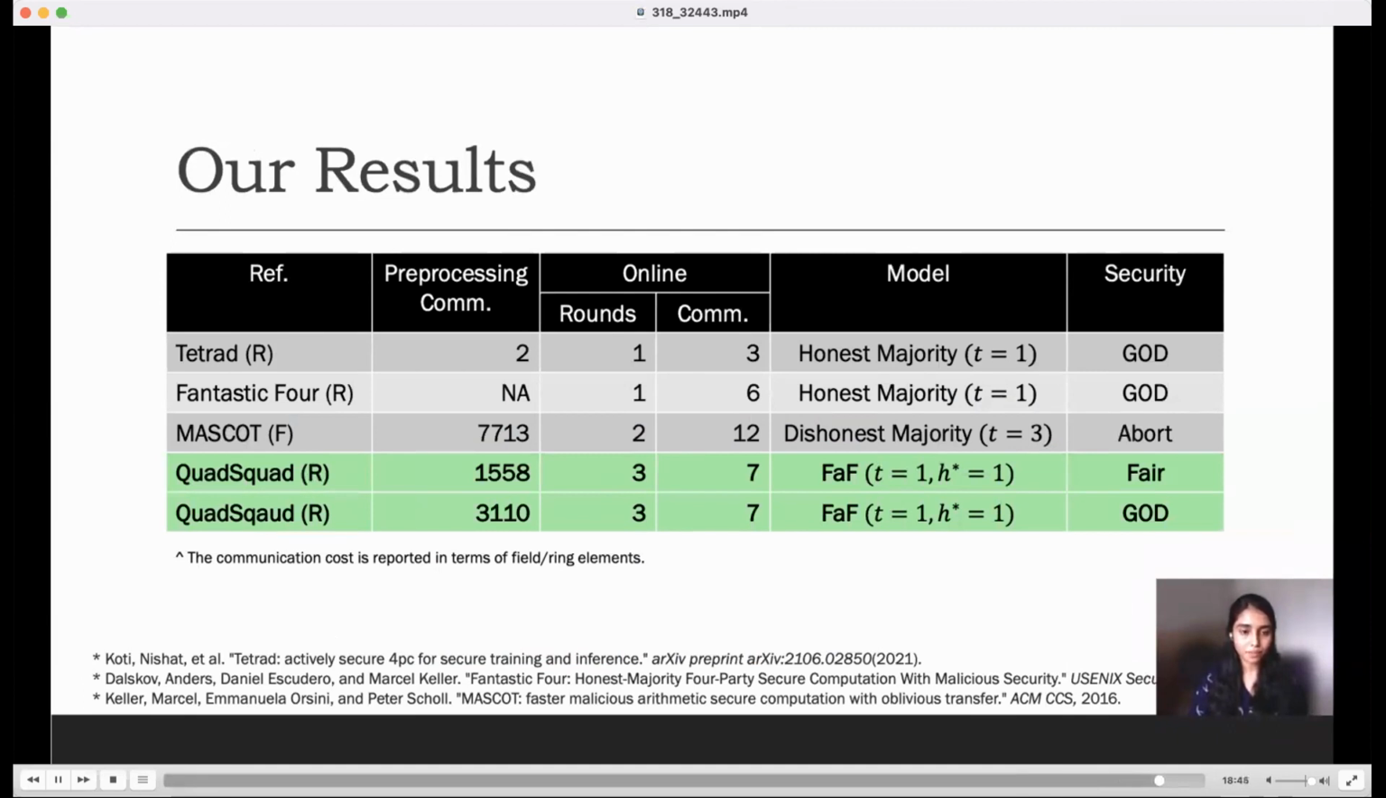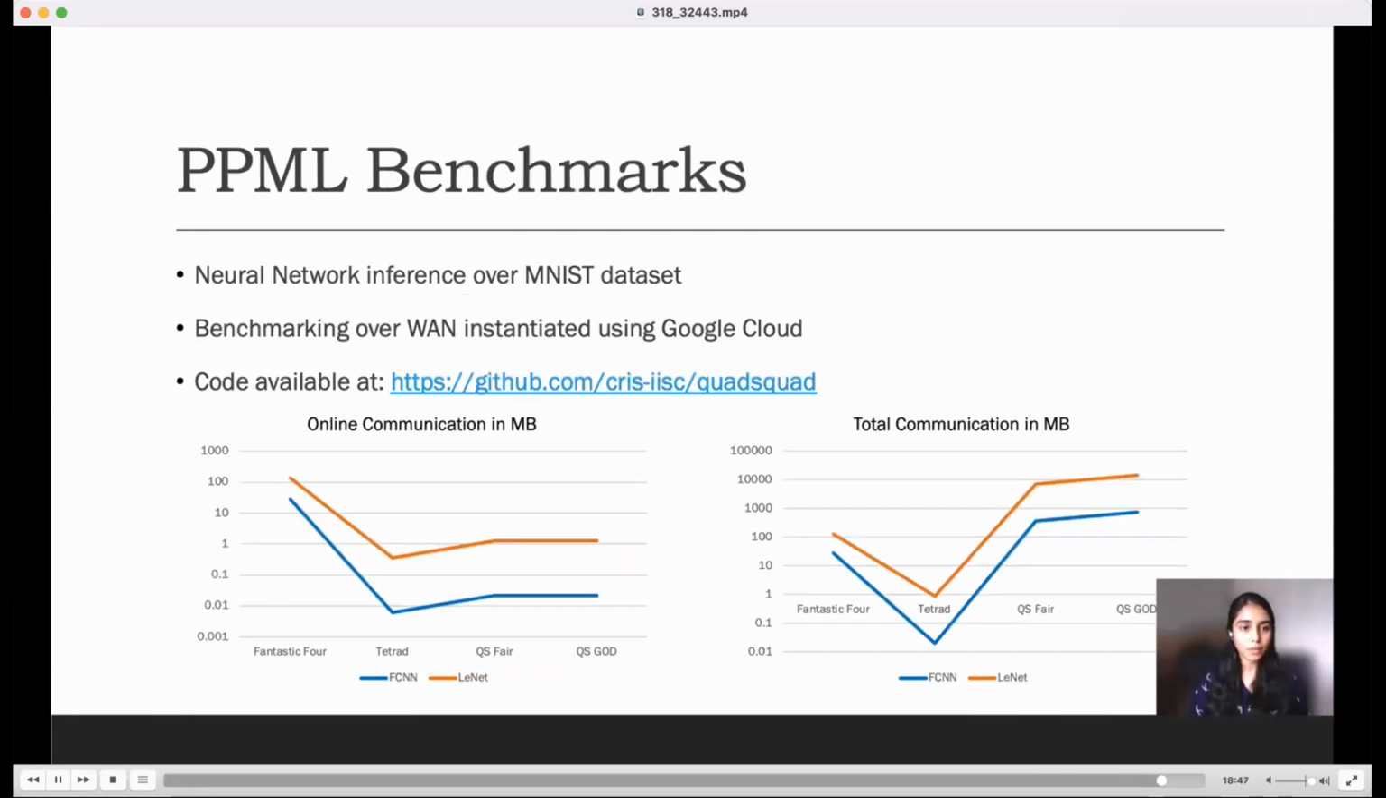segmented evaluation approach. Finally, coming to the PPML benchmarks, we have benchmarked the neural network inference task over the MNIST dataset by instantiating servers across different continents using Google Cloud Platform. Now we note that although the total communication cost of the protocol, the FAIR as well as the GOD variant, is comparatively higher than that of the honest majority protocols, the online communication cost is indeed comparable.